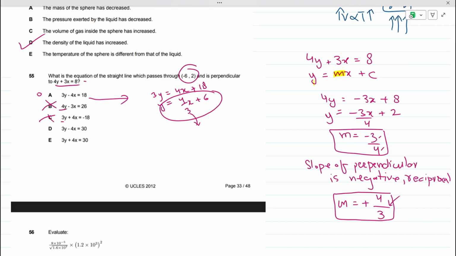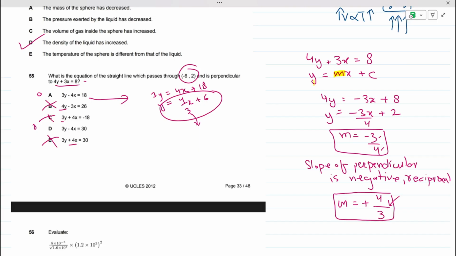If I take the D option, minus 4x, when it goes to the right hand side, will be plus 4x. Plus 4x would be divided by 3, so plus 4/3. This can be our answer as well. Let's take the last option. When it goes to the right hand side, minus 4x, minus 4/3 would be the slope here. We don't want minus 4/3, we want positive 4/3, right? So this E cannot be a right answer either.